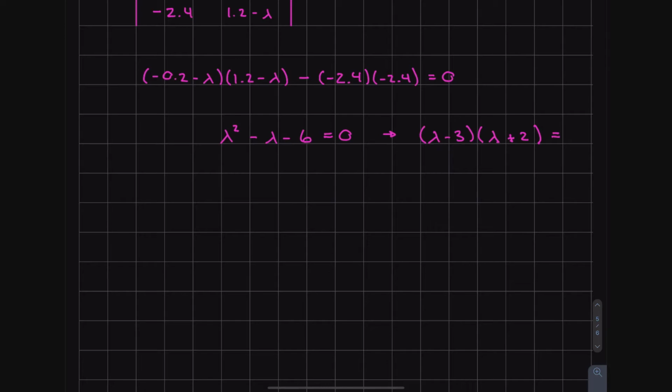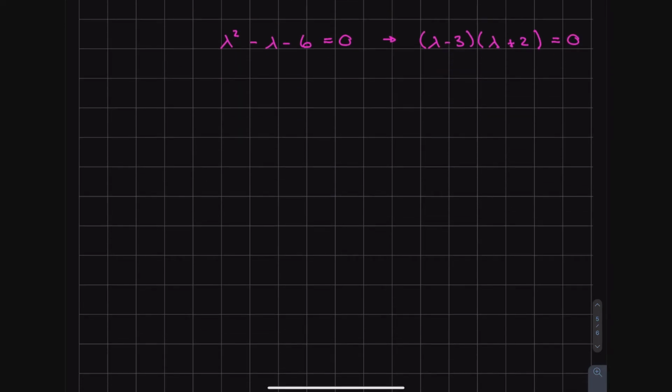So from here, we know that lambda must be equal to either 3 or negative 2. So these right here, which I'll circle in a different color, are going to be my eigenvalues. The first part, finding eigenvalues, is usually not too bad. Eigenvectors is the thing that kind of sucks a little bit more.